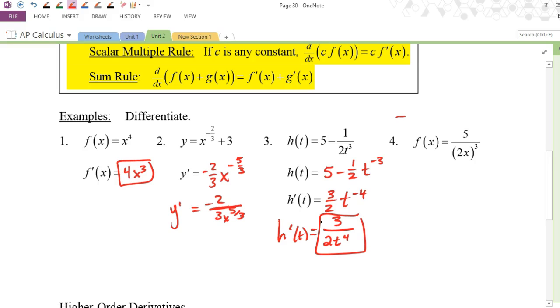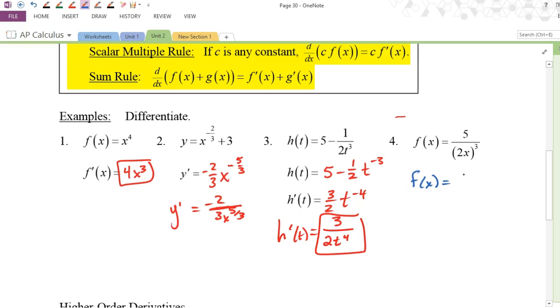Okay, moving on to question number 4. As written, it is not differentiable, so the first thing I have to do is simplify it and pull my x upstairs. So in its simplified form, what is f of x?